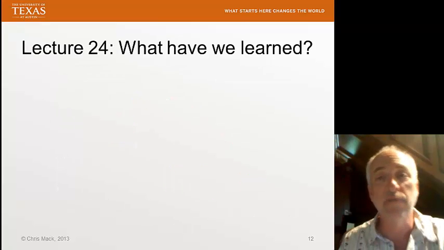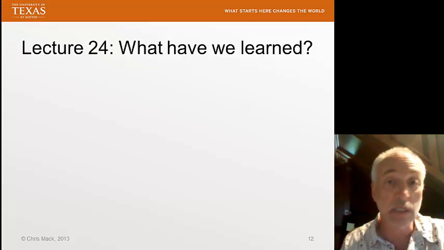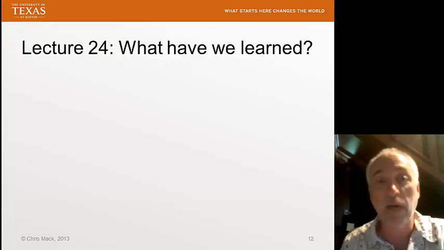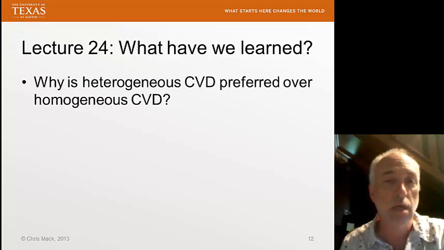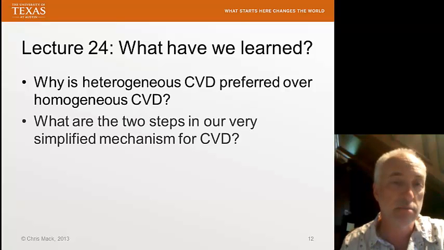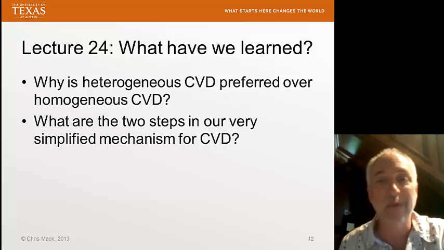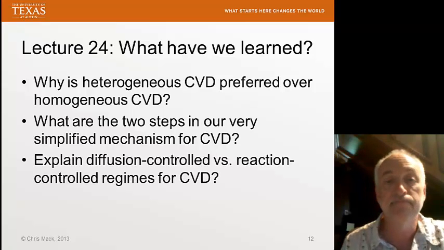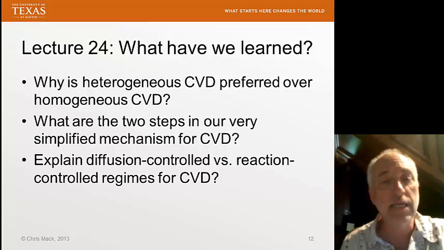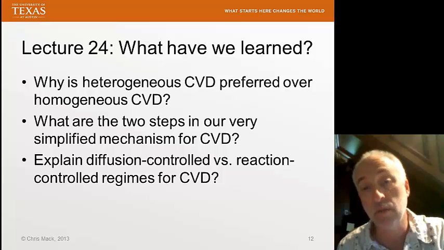So let's look at what we've learned. You should be able to answer all of these questions very quickly and easily. If you can't, you need to go back and review some of this material. First, why is heterogeneous CVD preferred over homogeneous CVD? What are the two steps in our very simplified two-step mechanism for chemical vapor deposition? Explain the difference between a diffusion-controlled regime or a reaction-controlled regime for CVD.